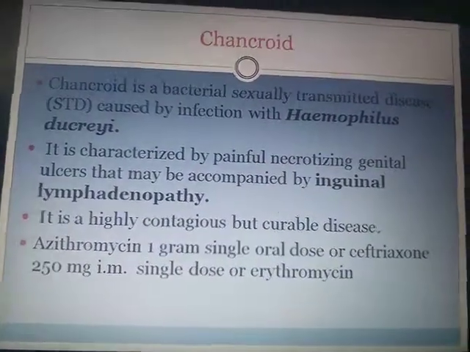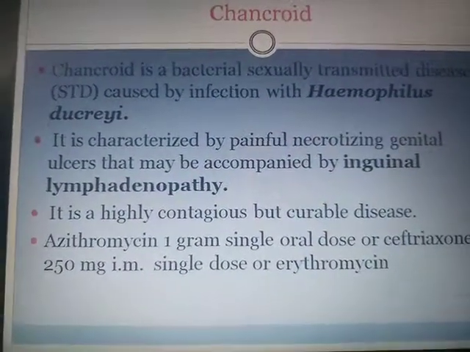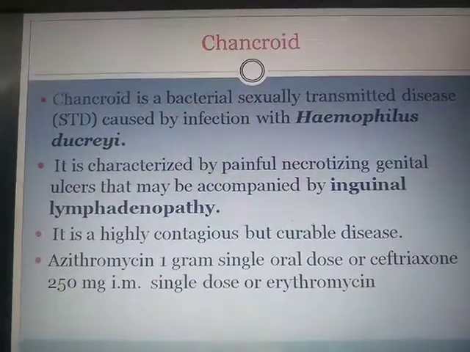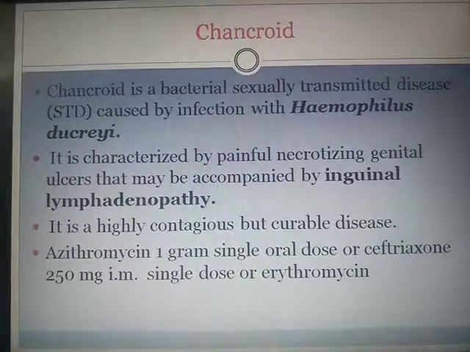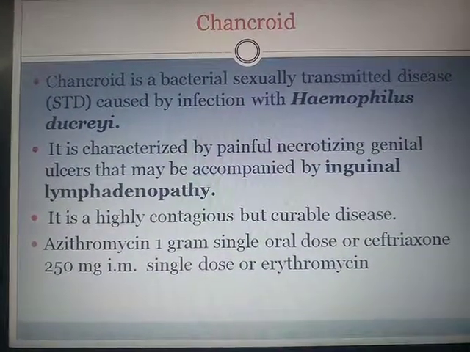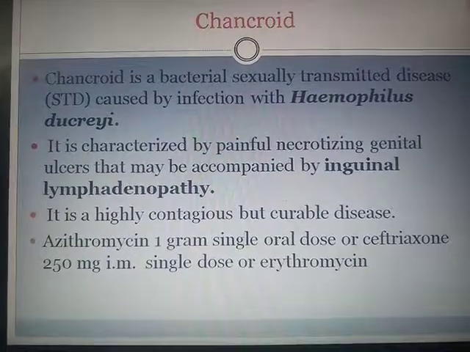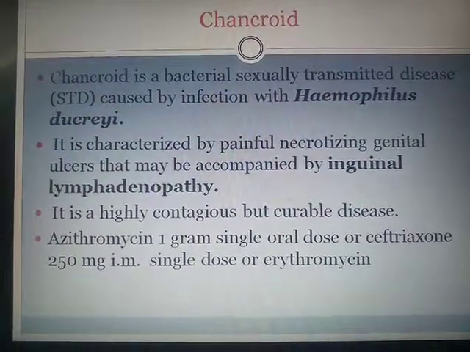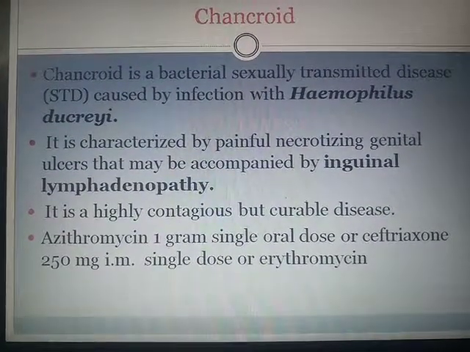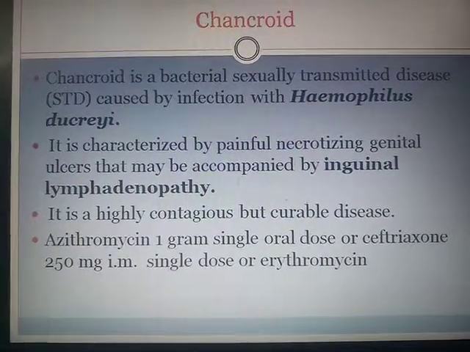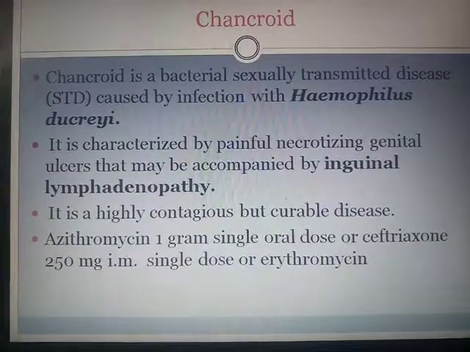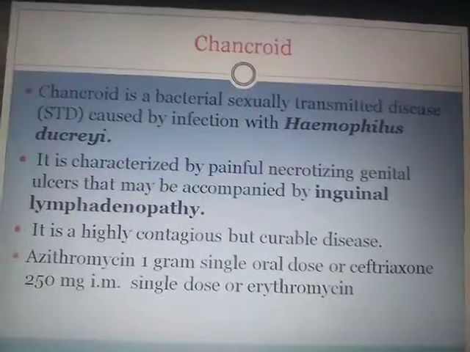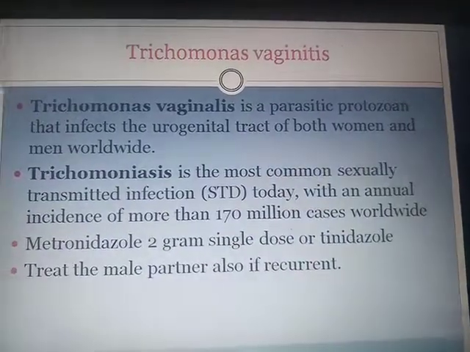Chancroid. Chancroid is a bacterial sexually transmitted disease caused by Haemophilus ducreyi. It is characterized by genital ulcers, but these genital ulcers are painful and necrotizing, and may be accompanied by inguinal lymphadenopathy. It is highly contagious but curable. Azithromycin 1 gram single dose, or ceftriaxone 250 mg intramuscular single dose, or erythromycin. So these are the options to treat chancroid.